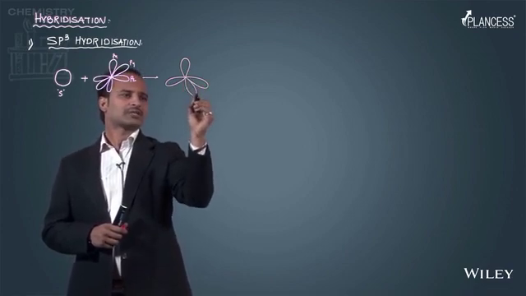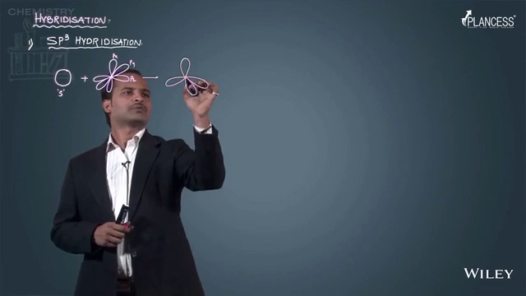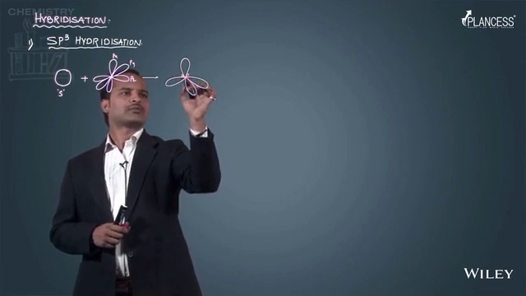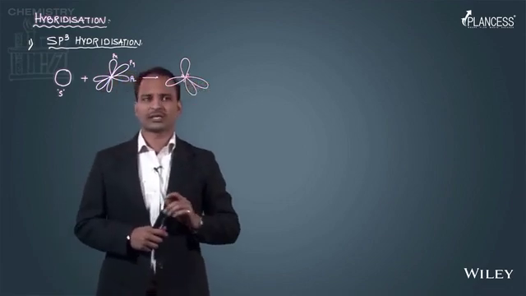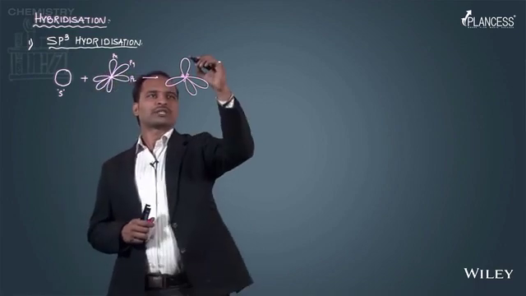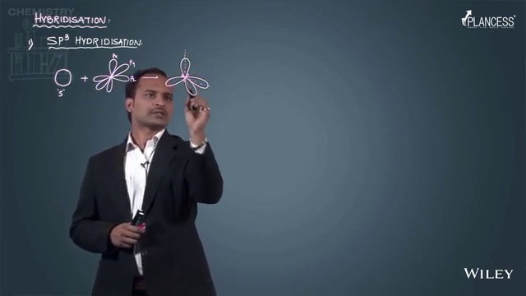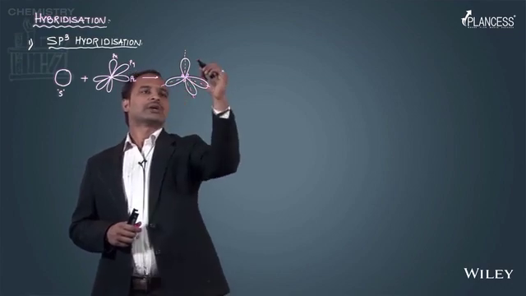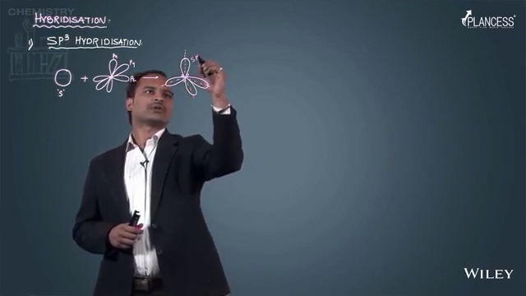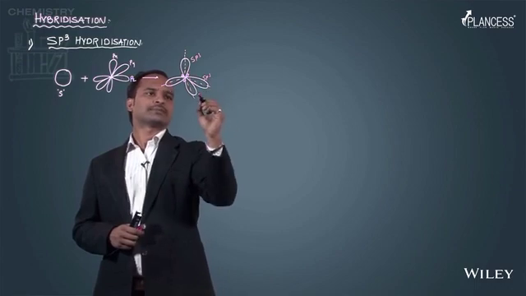All are having the same size, same shape. The opposite sides are all smaller in size. Okay, so these are the 4 sp3 orbitals. This is the axis for this, this is the axis for this, this is the axis for this, and this is the axis for this. Each of them is called an sp3 hybrid orbital.